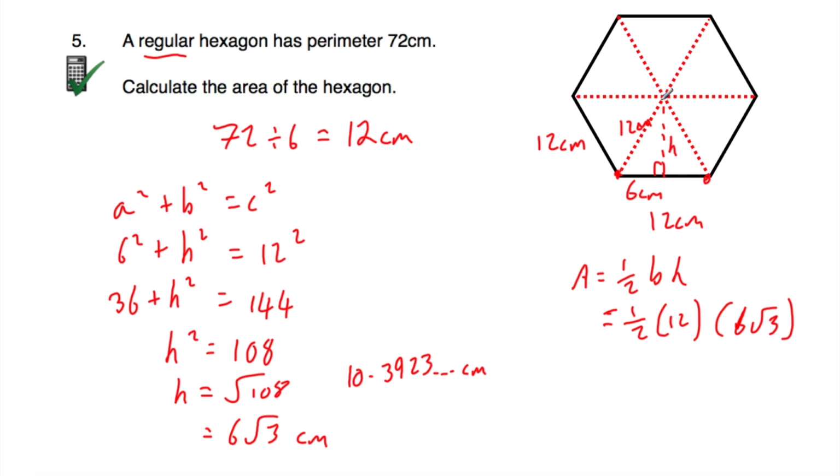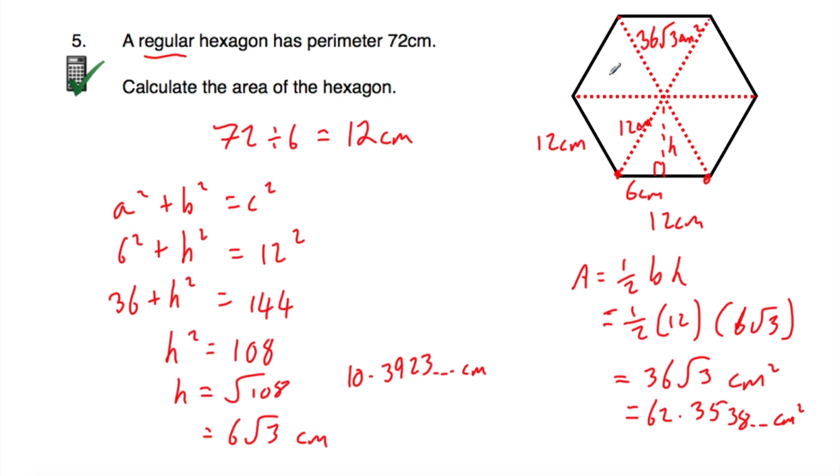If we work this out, we'll find the area for the triangle. It's going to be a half multiplied by 12 multiplied by 6 root 3. And we get that that's equal to 36 root 3 centimeters squared. So each of the triangles has got an area of 36 root 3 centimeters squared, or as a decimal number, 62.3538 and so on centimeters squared. So now we know the area of one of the triangles.